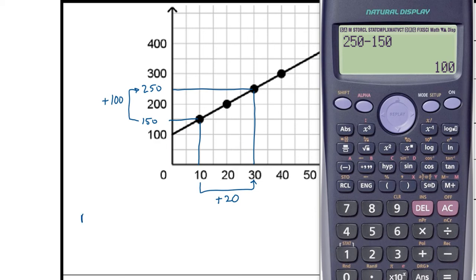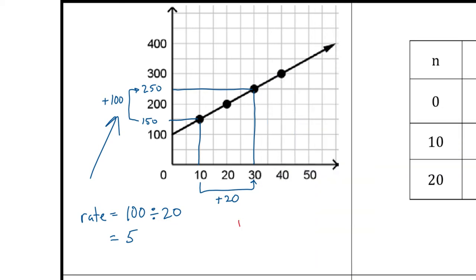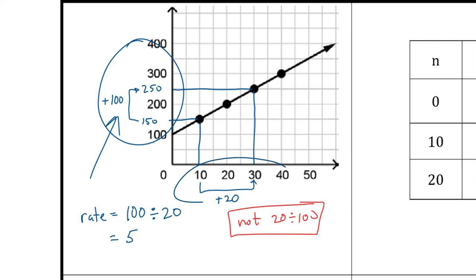So to find the actual change or the rate, I have to do the vertical change always divided, here I'll show it like this actually, divided by the horizontal change. Always, always, always. Do that on my calculator. So my rate is 5, okay? Not 20 divided by 100. Again, not because you're always doing the bigger divided by the smaller. That's not the reason why. It's because you're always doing the vertical divided by the horizontal.